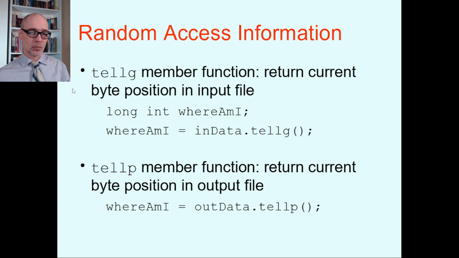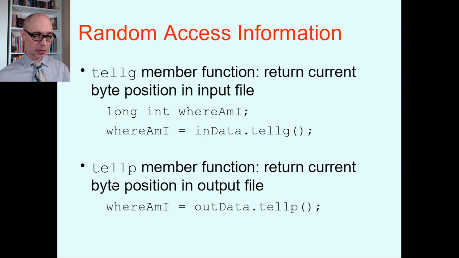tellg, which is short for tell get, is the function you use to return the current byte position in your input file. So tellg is going to return a number. Now remember, the offsets are counted in terms of long ints. So if you're going to store the return value in something, you need to declare a long int. If you don't do that, hypothetically, you might have overflow. You don't want that. Here we're declaring a long int called whereAmI, and we're setting whereAmI to the result of a call to indata.tellg. These functions don't take any parameters. They're what we call accessor functions to an object like indata here. And whereAmI then will have the number of bytes that you are into that file.